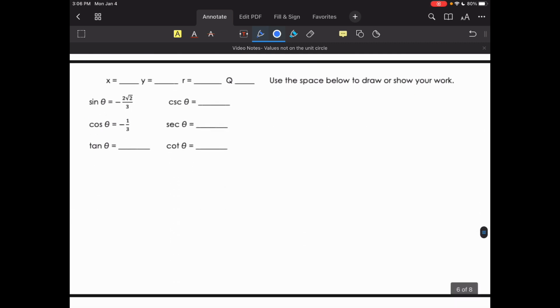Here is another one, again very similar. It gives me the y, the r is 3, and the x is negative 1. So negative x, negative y would be quadrant 3. And then you guys can pause and practice this if you'd like. Again, check the answer key to make sure you got it correct.